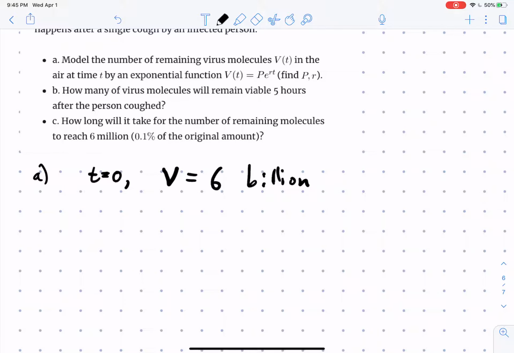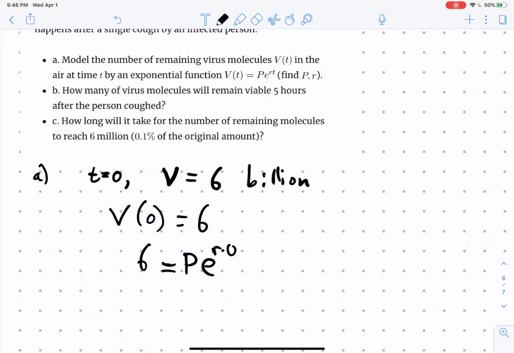So with this in mind, we can simply plug this into our formula. Let's go ahead and do it, and let's see what we can come up with. So V of 0 is equal to 6. That's really what we've got here. And substituting this into our formula, 6 is the output. That's going to take the place of V of t. And 0 is the input. That's going to take the place of the time, t. Let's go ahead and plug it in. So we have that 6 is equal to P e to the r times 0.